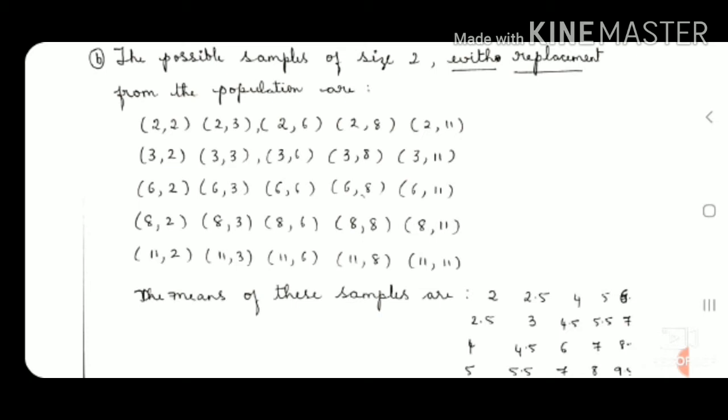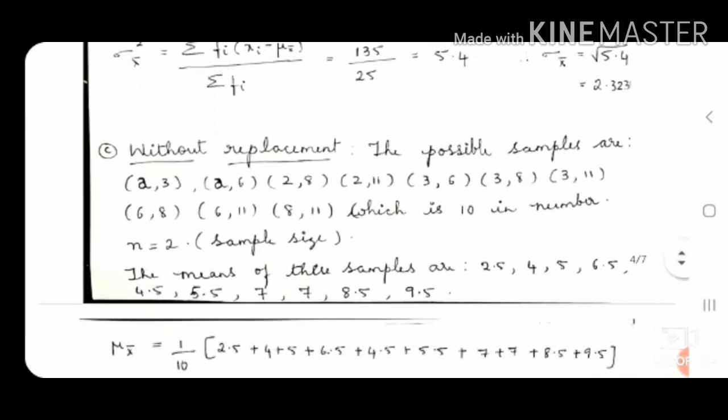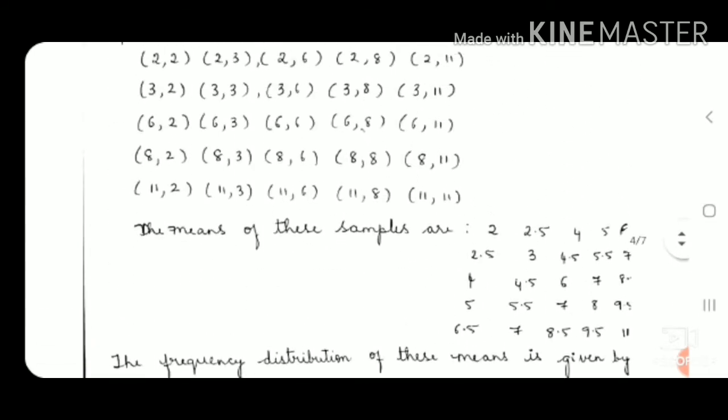2, 3; 2 gets associated with all the other members other than 2. So 2, 3, 2, 6, 2, 8, 2, 11. So this gets included. We see that again 3, 2 cannot be taken because 2, 3 is already there. 3, 3 cannot be in the sample. We take it as 3 gets associated with 6, 8 and 11.